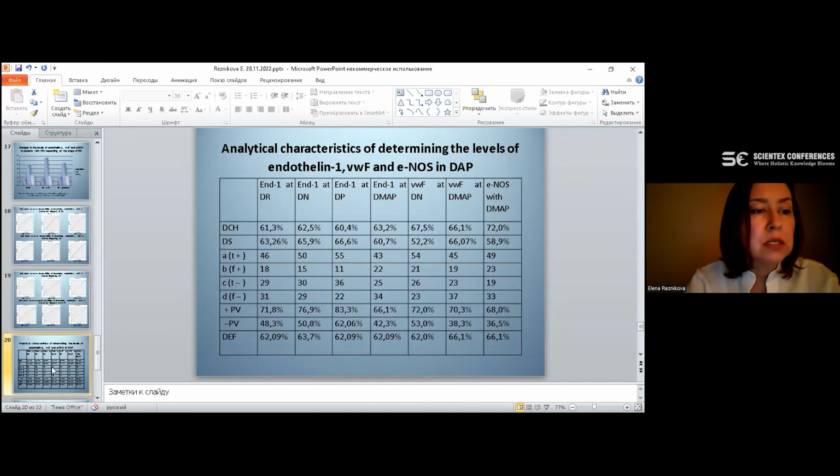Analytic characteristics of determining the levels of endothelin-1, von Willebrand factor, and NO synthase in various types of diabetic angiopathy are presented on this slide, and the diagnostic efficiency of all the described tests was determined in the range of 62–63%.